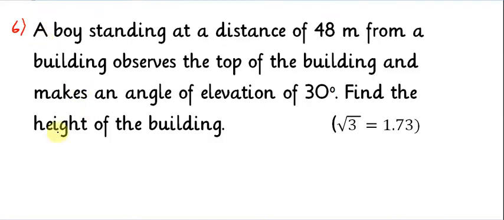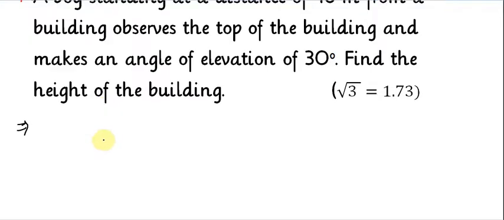यहाँ पर हम सीखने वाले हैं प्रॉब्लम सेट क्वेश्चन नंबर 6. Problem number 6: A boy standing at a distance of 48 meter from the building observes the top of the building and makes an angle of elevation of 30 degree. Find the height of the building, and root 3's value is given 1.73.